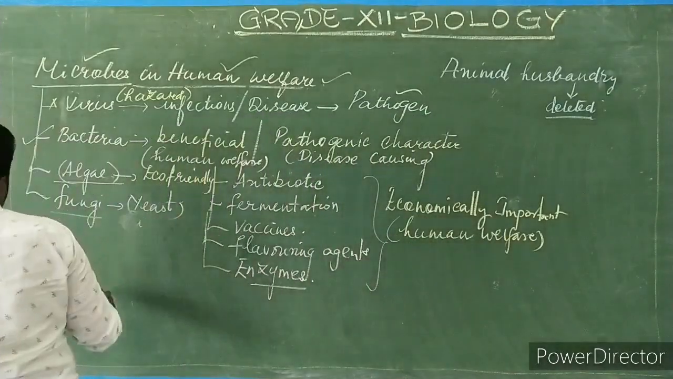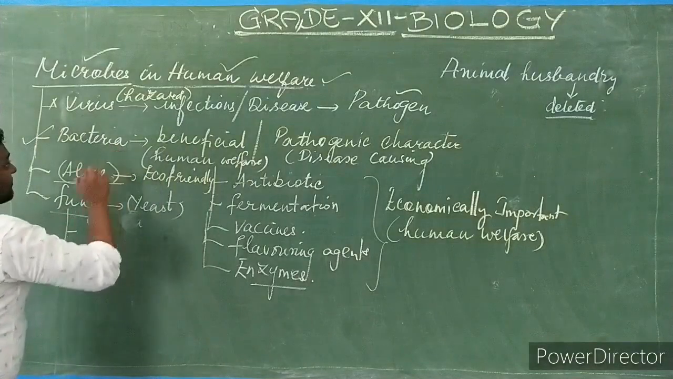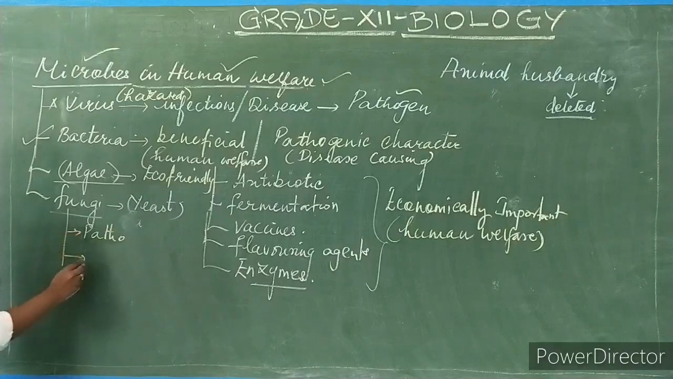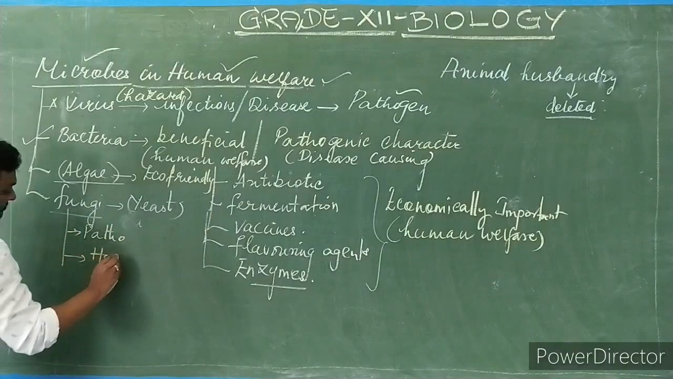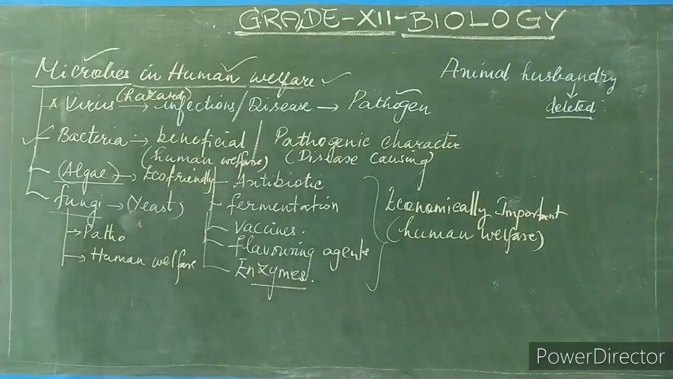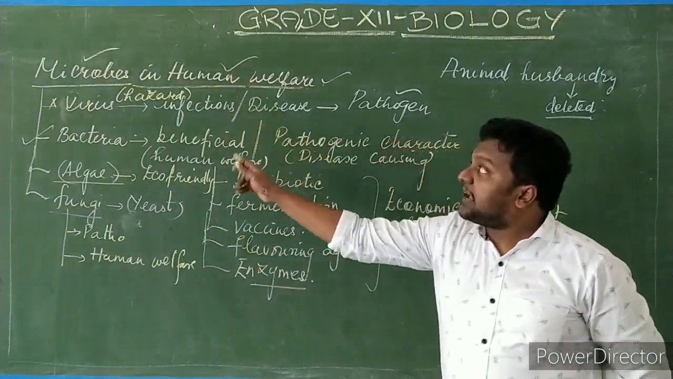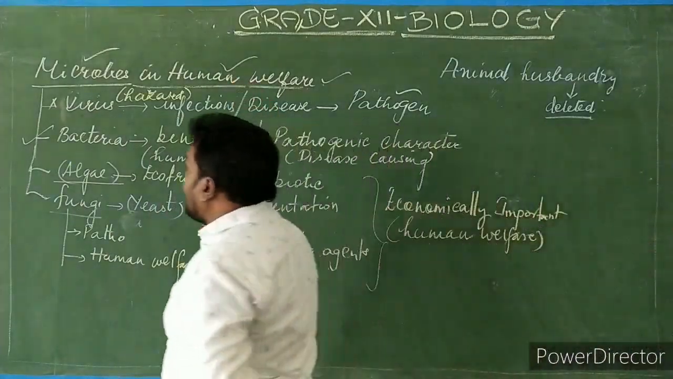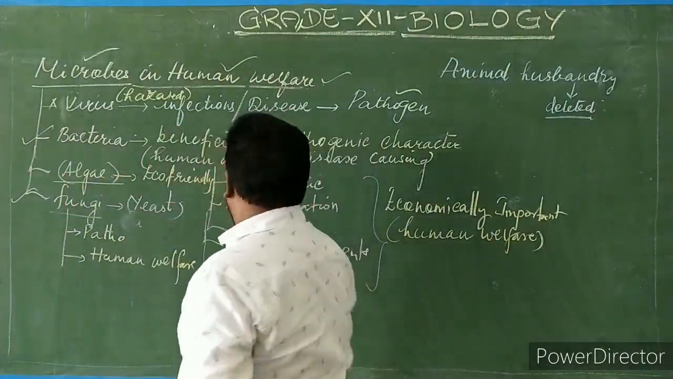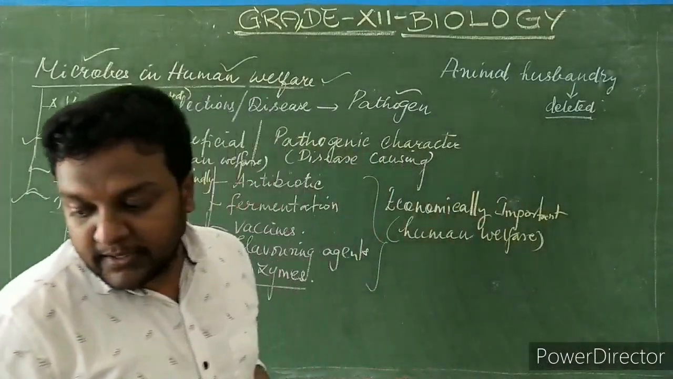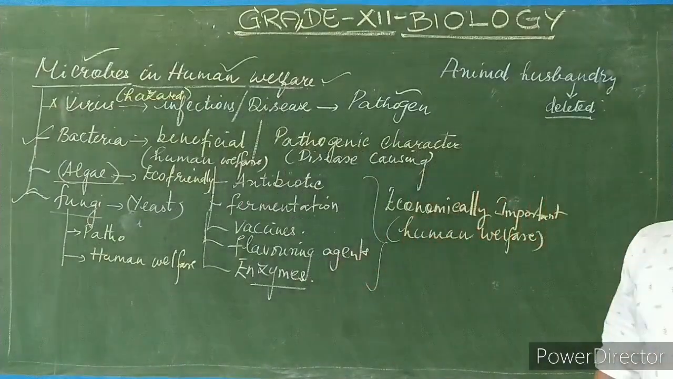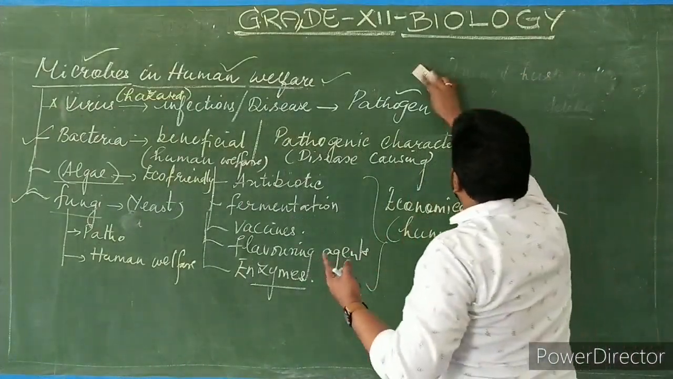The next one is fungi. Like bacteria, fungi have more pathogenic effect, and they can also be used in industrial production for human welfare. So these are the various microbes. In this chapter we are going to focus only on bacteria and fungal organisms, and their economic importance in the production of various substances.